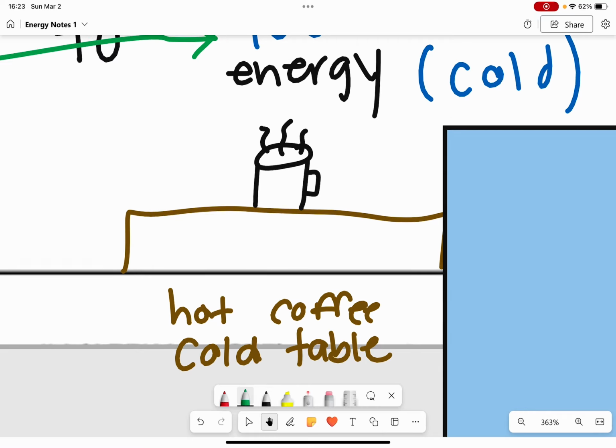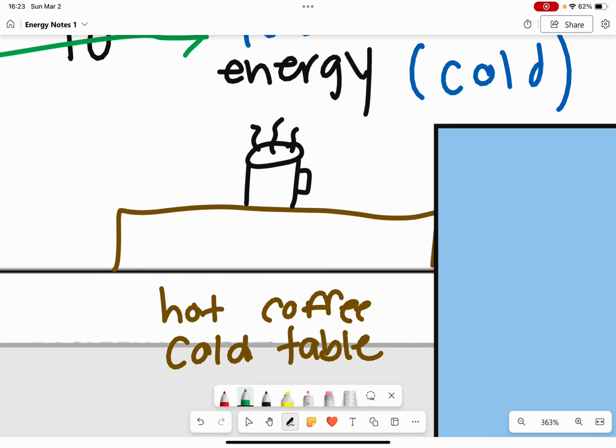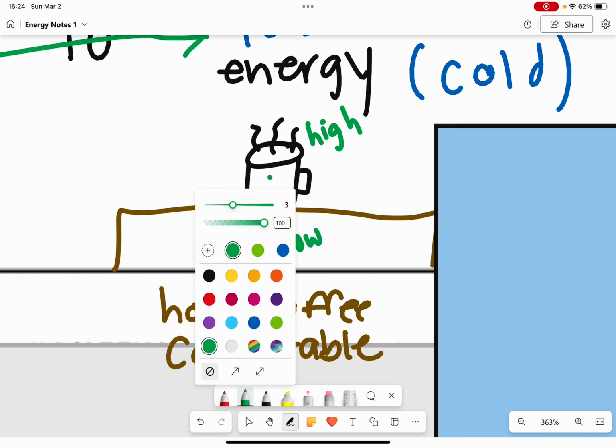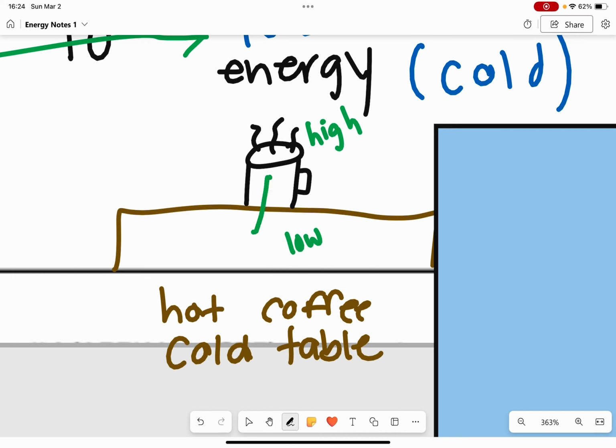So if we look at a hot coffee cup and we put it on a cold table, we know that the coffee has high energy since it's hot, and the table has low energy since it's cold. To show the transfer of energy, we are going to draw arrows from the coffee cup to the table. So the heat is moving from the coffee to the table.